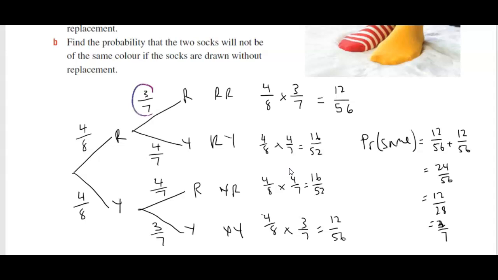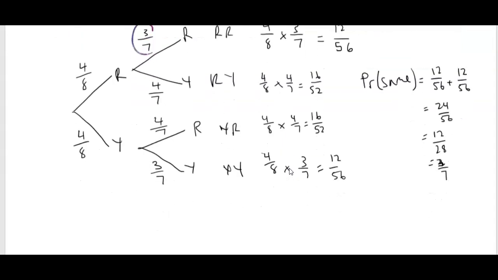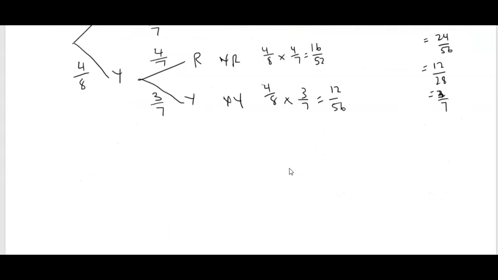I feel like I've said the wrong number before. 16 over 52, 16 over 52 gives you 32 over 52. So the probability that they're different is 32 over 52.